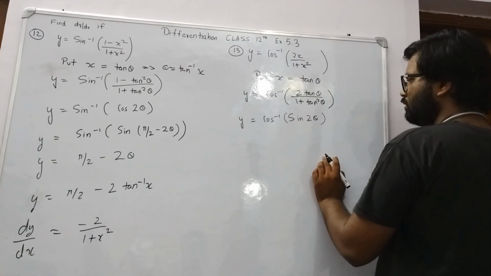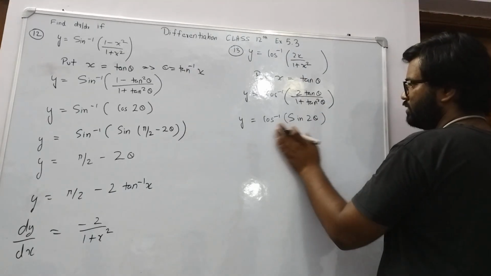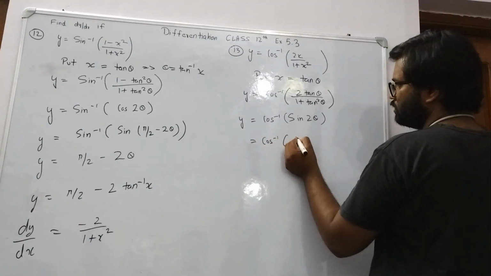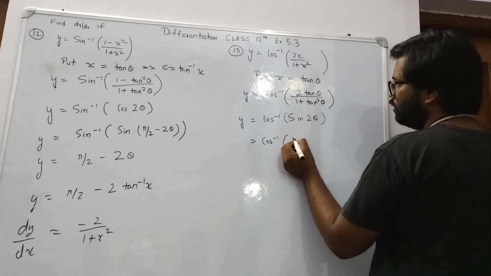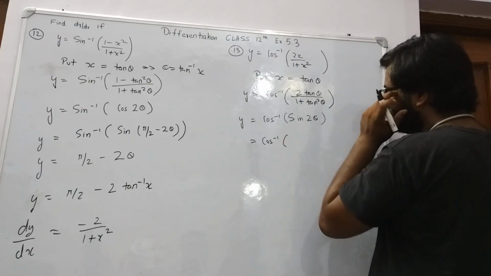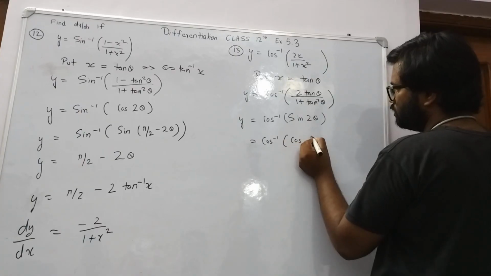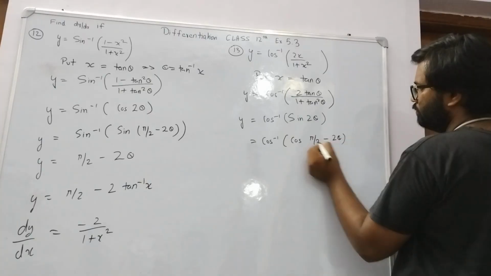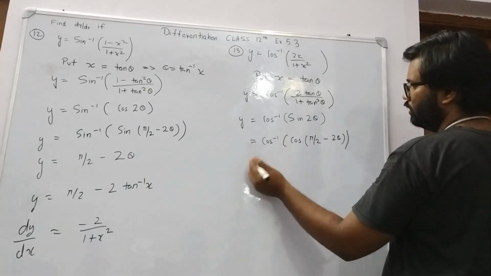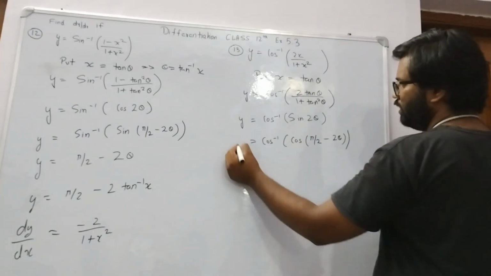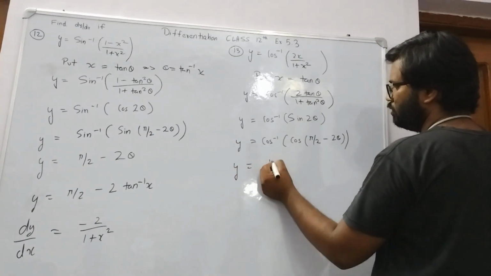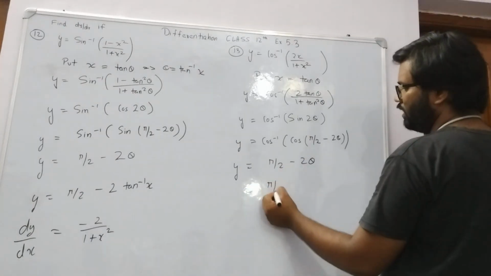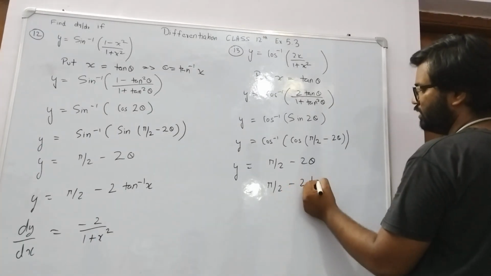And again, the same scenario is over here. This is cos inverse, this is sine. So again, we can simply convert it. Cos inverse sine 2 theta can be written as cos inverse cos of pi by 2 minus 2 theta. So we got cos inverse cos. So simply we will get y is equal to pi by 2 minus 2 theta. In place of theta, we can again write pi by 2 minus 2 tan inverse x.